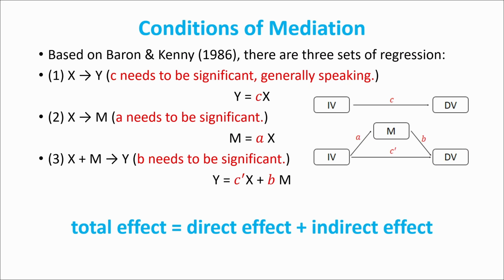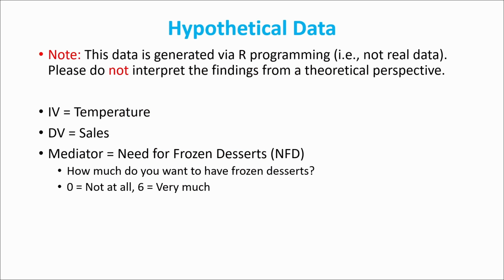In terms of total effect and indirect effect, the total effect equals direct effect plus indirect effect. In particular, the total effect is the C from the first regression. And the C apostrophe is from the third regression. And the A and B are from the second and the third regression. So namely, this is the basic idea about the total effect, direct effect, and indirect effect. Let's use an example to explain this.